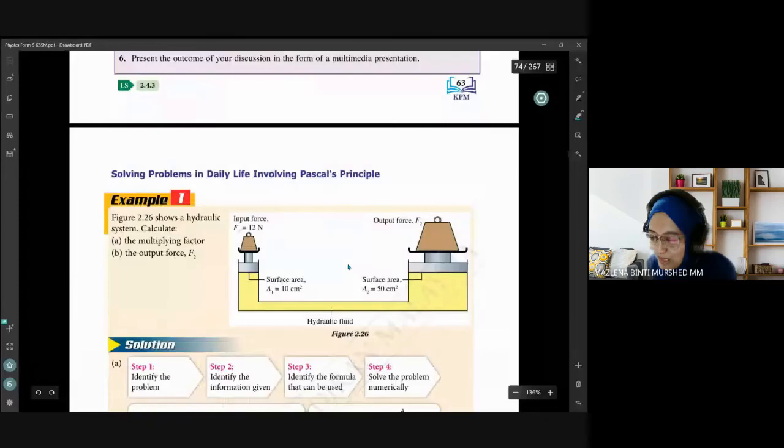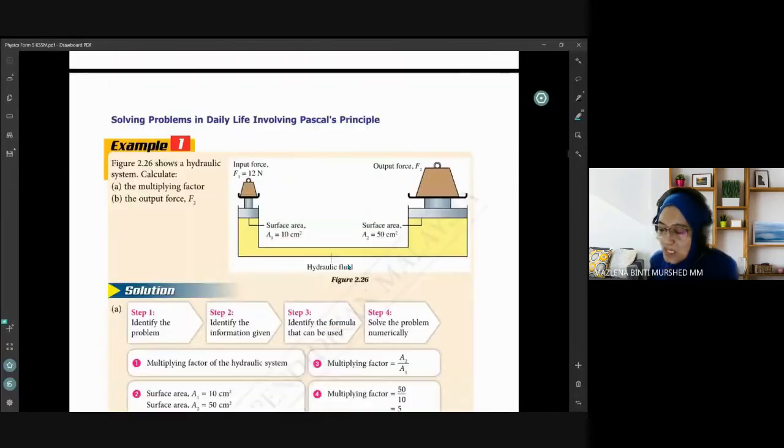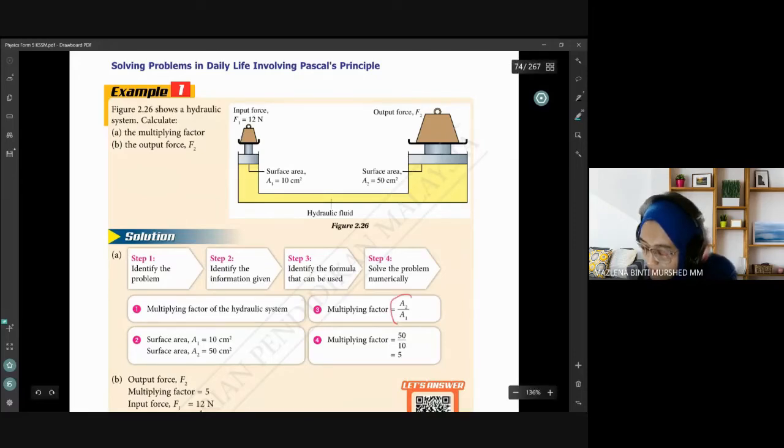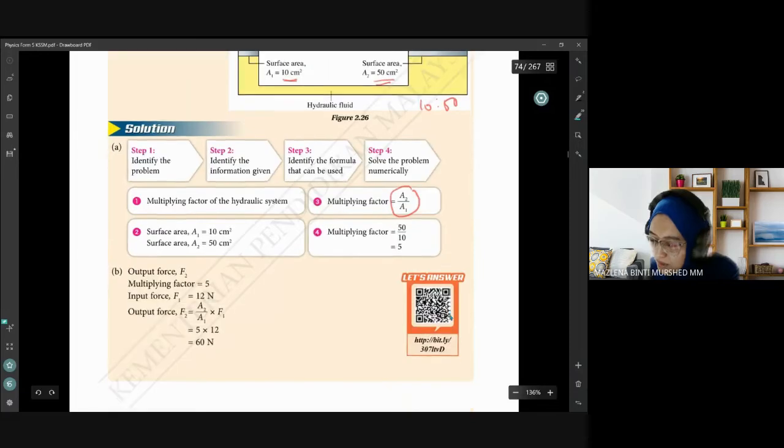Alright. Ini calculation. Kita tengok calculation. Apa yang teacher cakap tadi pasal multiplying factor of hydraulic system adalah based on the area. Kita tahu A1 is small, which is 10 cm, and A2 is bigger. So kita boleh nampak ratio-nya 10 to 50. And bila 10 to 50, the multiplying factor is A2 over A1. So kita akan dapat 5 kali ganda, 5 times greater than the input force.